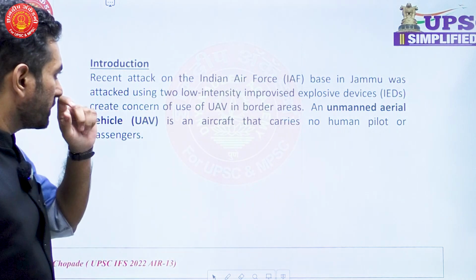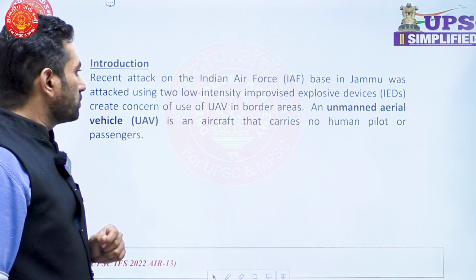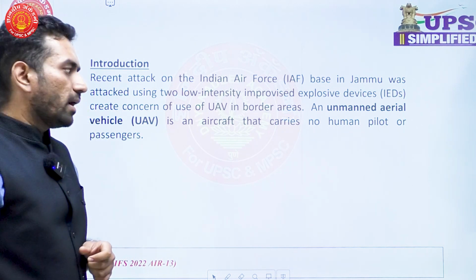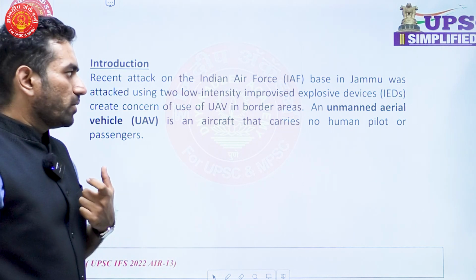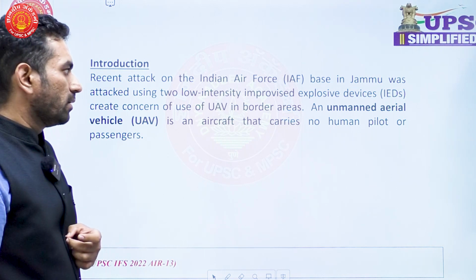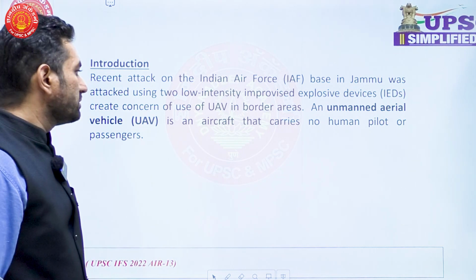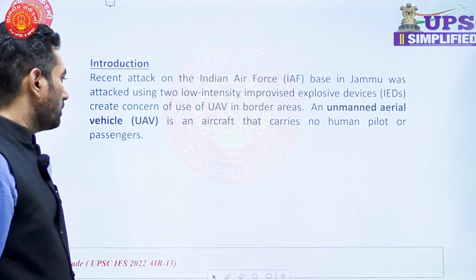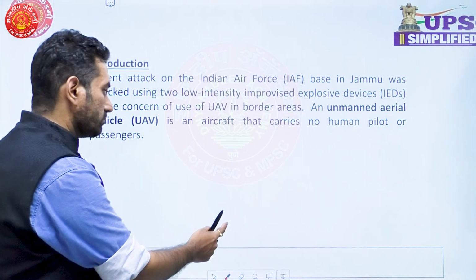The introduction includes the recent attack on the Indian Air Force base in Jammu by two low intensity improvised explosive devices, which we call IEDs, which created concern for the use of UAVs for trans-border terrorism. Also, we'll define what a UAV is. An unmanned aerial vehicle is an aircraft that carries no human pilot or passengers, as the name defines. So this is the introduction. It's as simple as that, right?